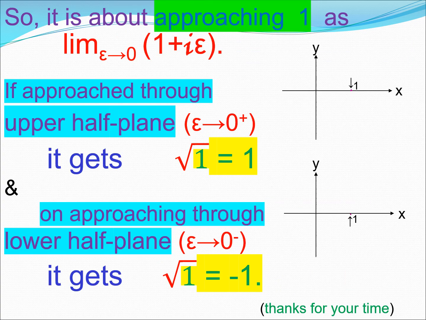So it is about approaching 1 as a limit, epsilon tends to 0, of 1 plus iota epsilon. If the approach is through the upper half plane, that means epsilon is a small positive value, we get square root 1 is equal to 1. And if we approach 1 through the lower half plane, that means epsilon is a small negative value, we get square root 1 is equal to minus 1.